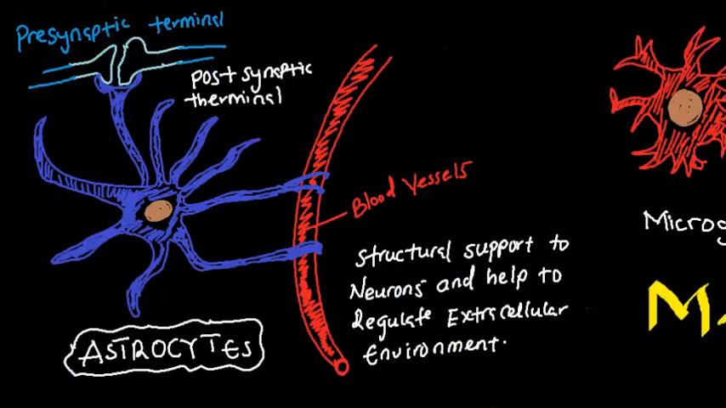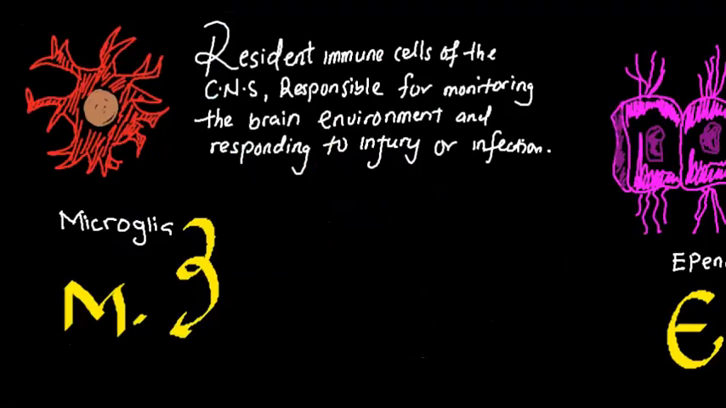What we have, the third one, is what we call the astrocyte. These astrocytes provide structural support to neurons and help to regulate the extracellular environment. They are involved in neurotransmitter recycling, ion balance, and the blood-brain barrier. Here we have the microglia. These microglia are the resident immune cells of the central nervous system, and they are responsible for monitoring the brain environment and responding to injury or infection. They can engulf and remove debris, pathogens, and dead cells through the process called phagocytosis.